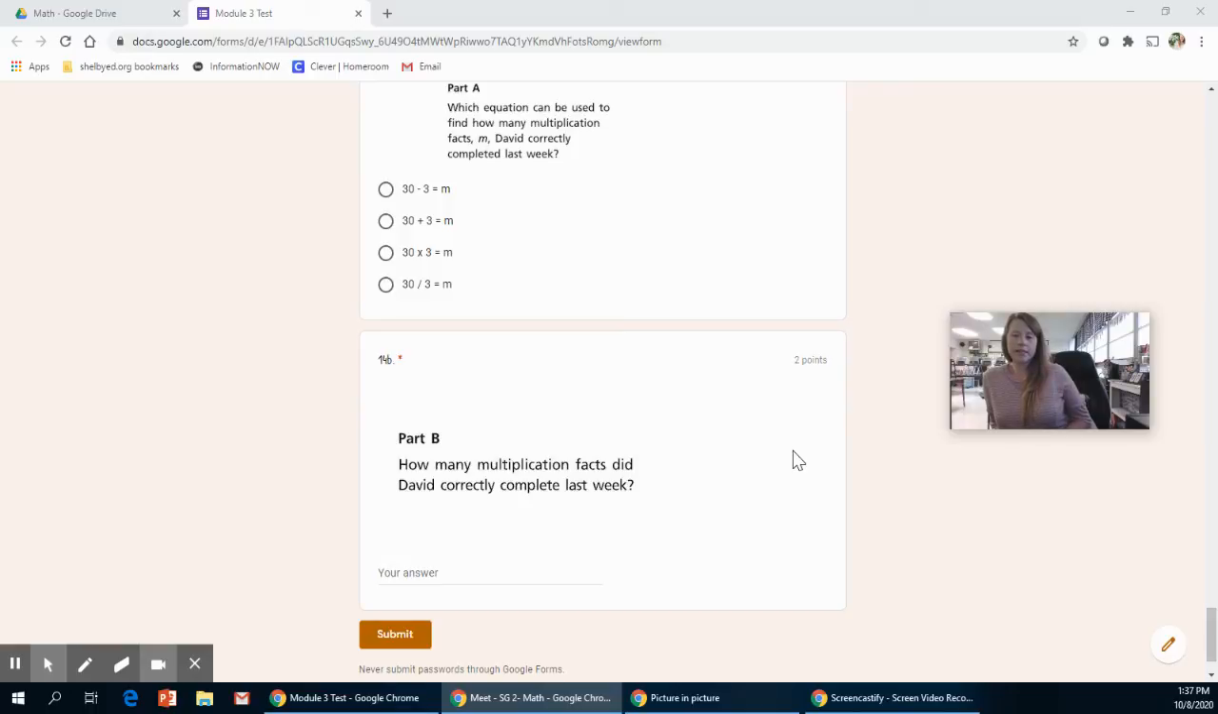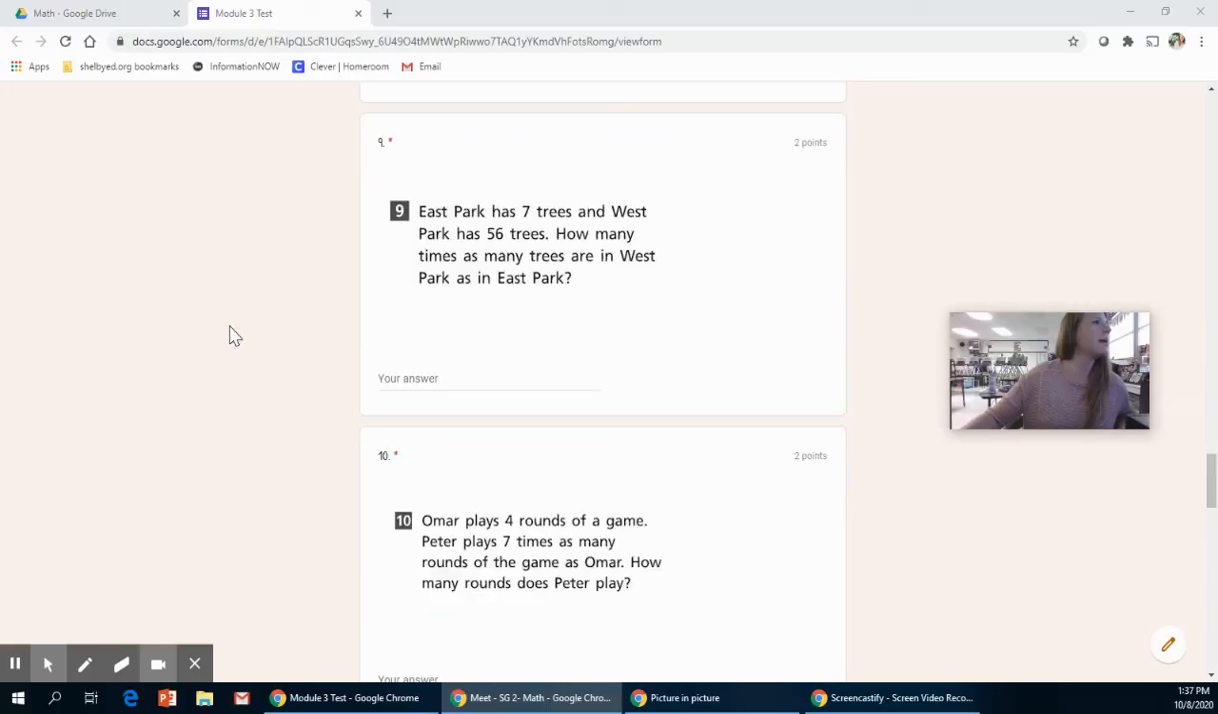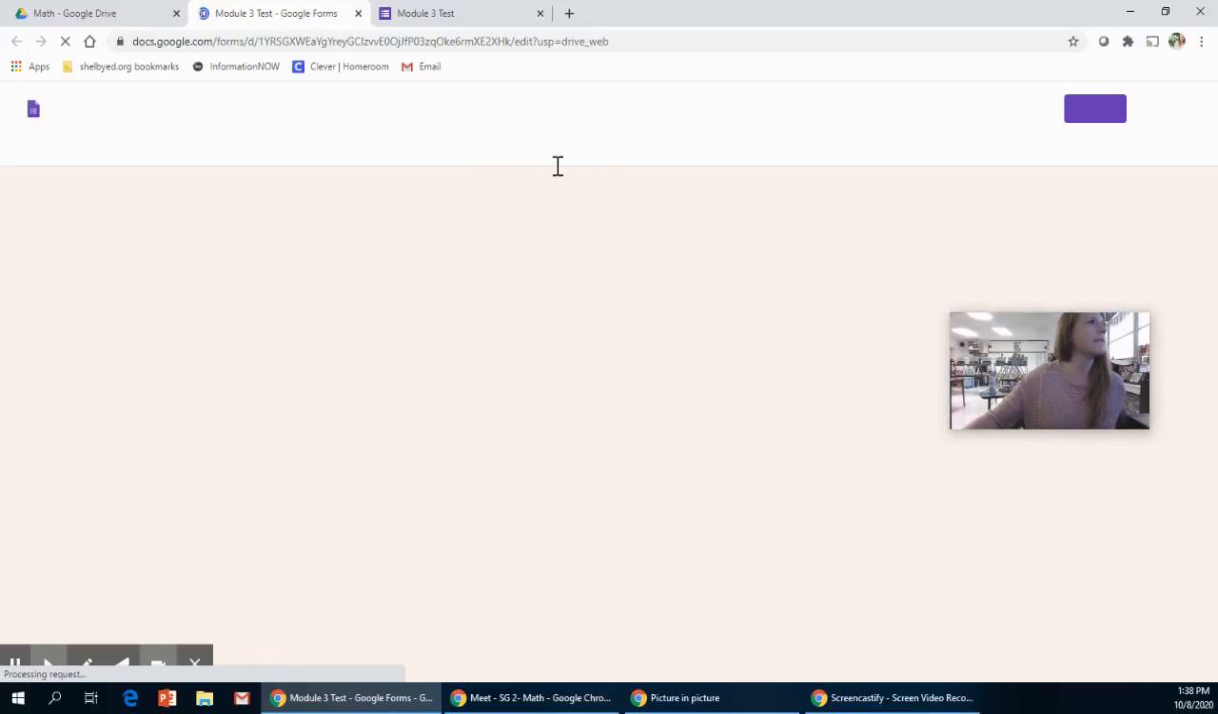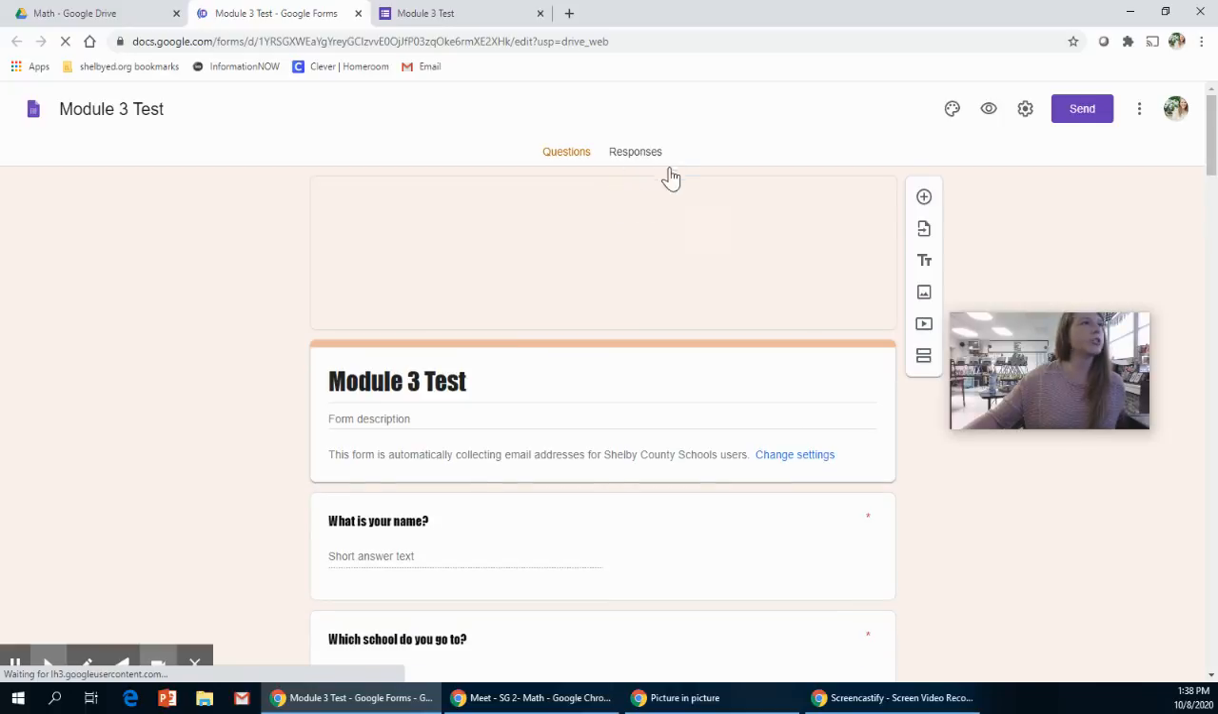On part B, Kason, you just put the number. Yeah, so once you click submit, it'll say show responses or show score. You click that. Oh, no, it may not. I may have turned that off because people were doing it before. I'll turn it on to where you can see it.